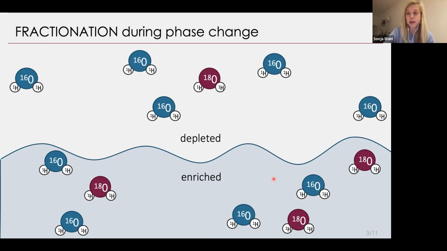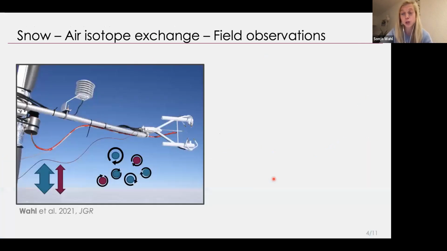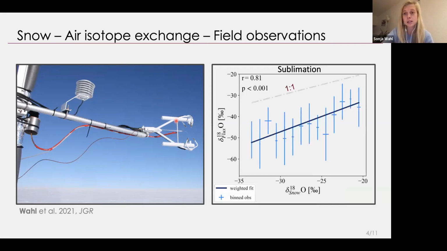And this was basically my first research question that I wanted to answer. For this, I went to the Greenland ice sheet and just wanted to measure the sublimation flux and its isotopic composition directly with field observations. So here we have used this eddy covariance measure device to measure the humidity flux, so the sublimation flux. And at the same time, we measured the vapor isotopic composition using laser spectroscopy to then get the sublimation flux isotopic composition. And the results you can see in this summary plot here.